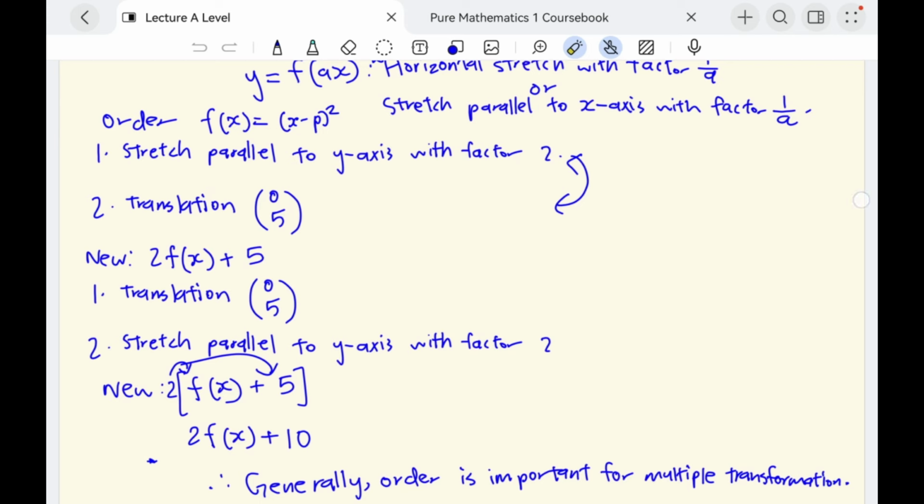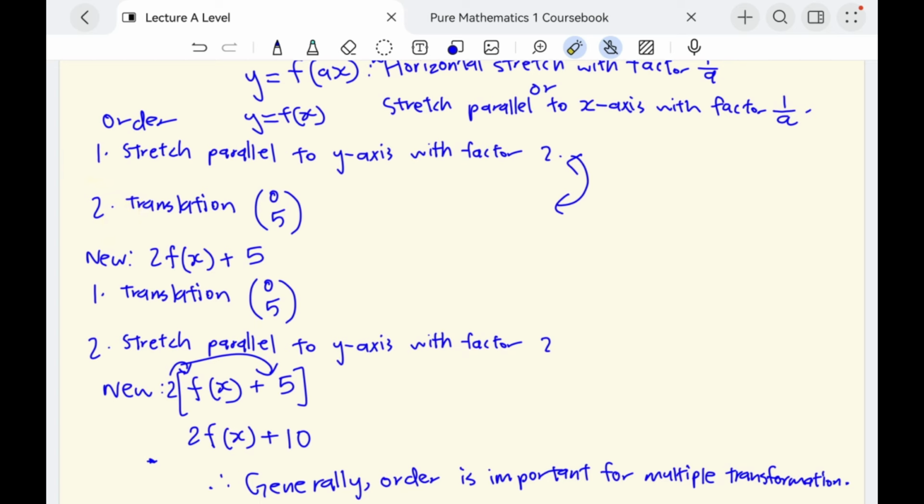So let's say I have a stretch parallel to the y-axis with the factor 2 and a translation of (0, 5). What is your new function, from an ordinary y equals f(x)? Please change it here, y equals f(x). Here is a correction, sorry about that. So this is your first step, this is your second step.